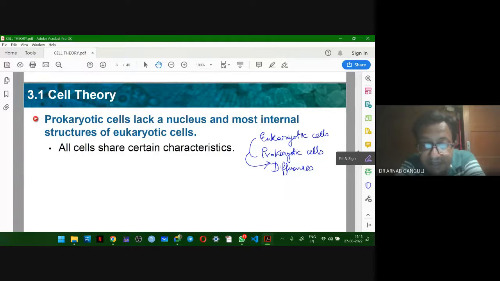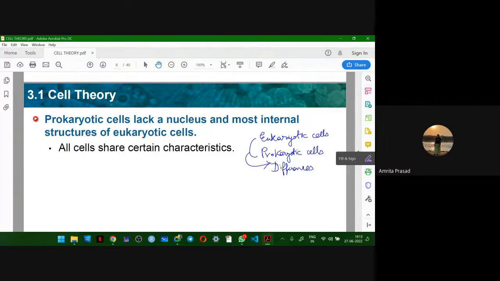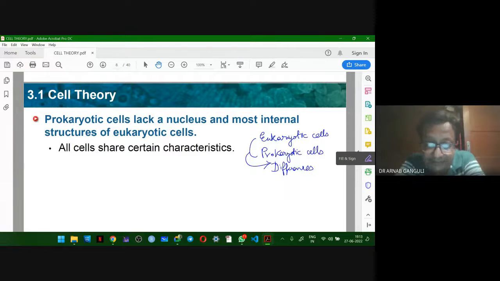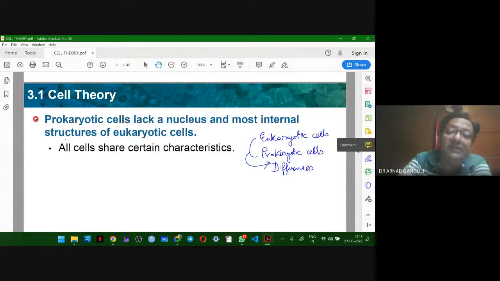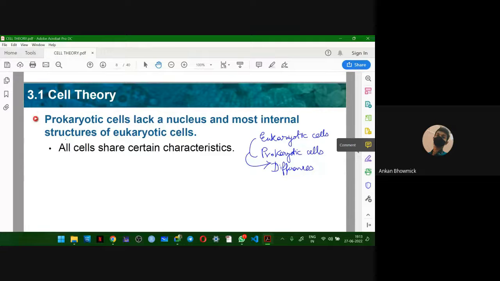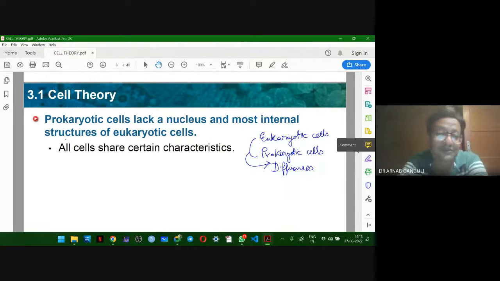So who said that? Amrita. Very good. Ribosomes. Very good. Who said this one?